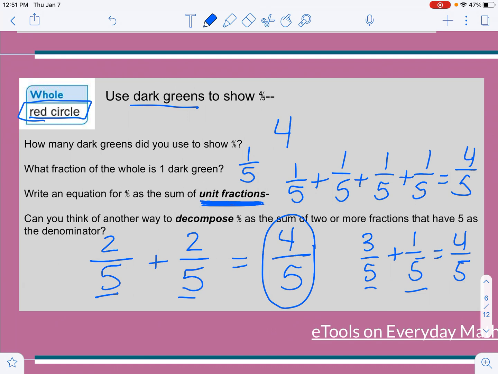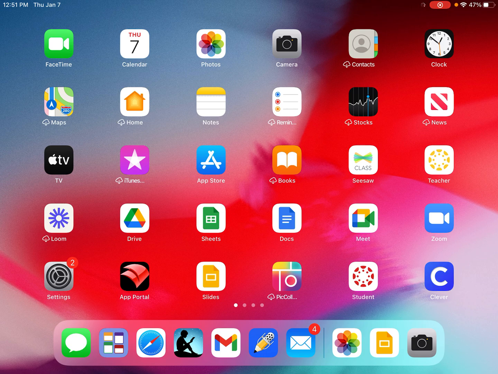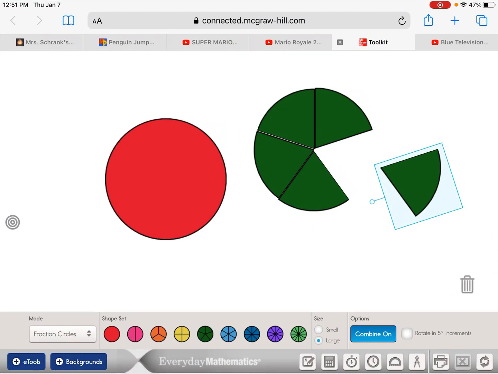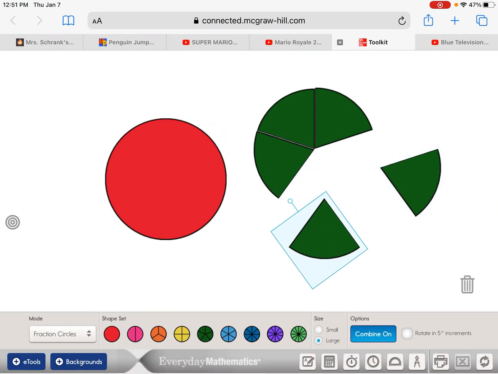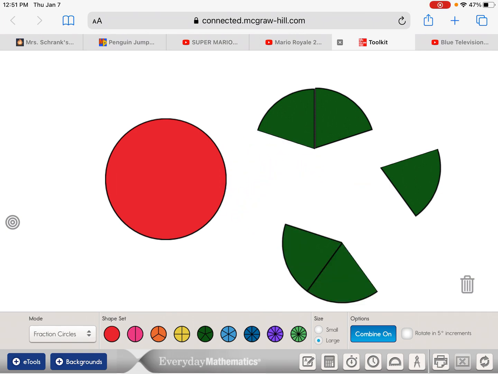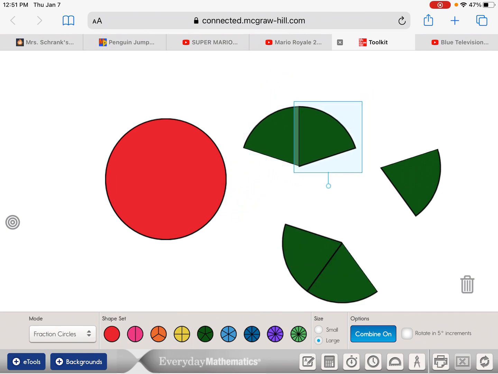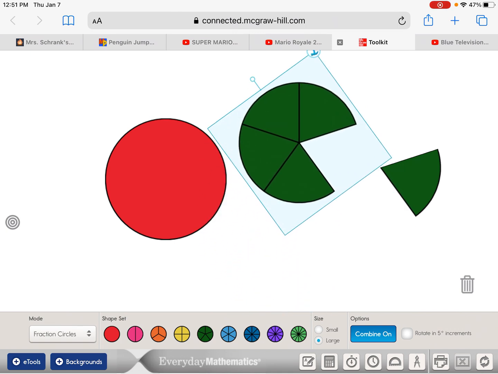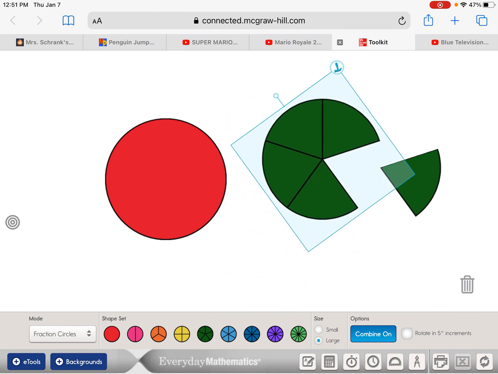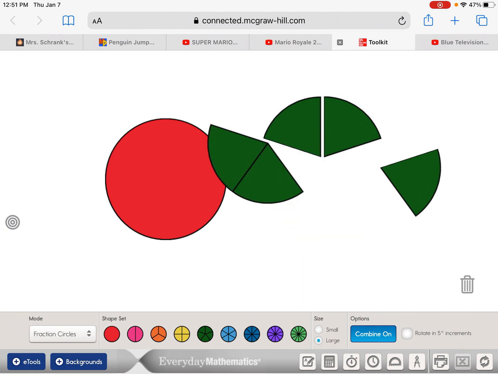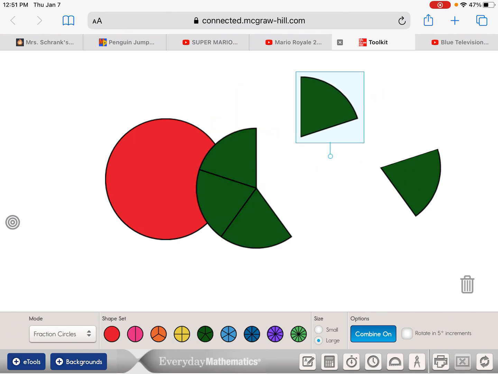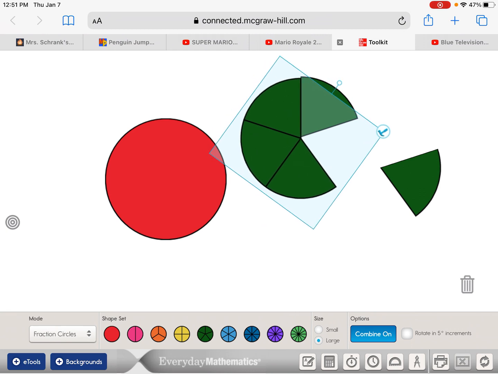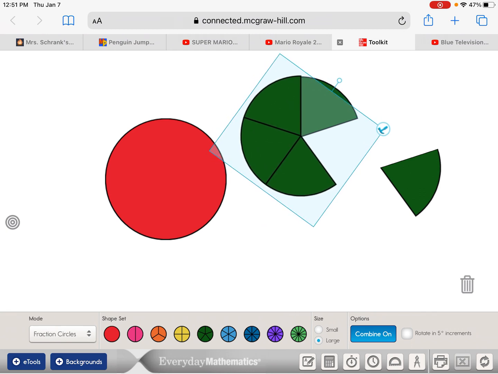If we look at that with our tool, we can still verify that if we took 2 of these, made 2/5 plus 2/5, and put them together, we'd still get the 4/5 that we wanted. Or if I break them back apart and we have 3/5 plus 1/5, we're still going to get the 4/5. We're just thinking about breaking it down in different ways.